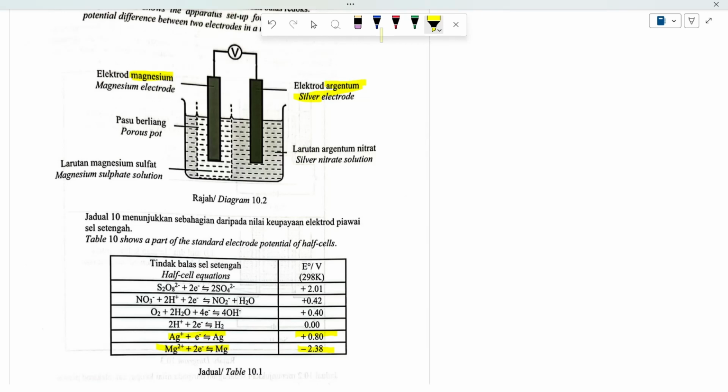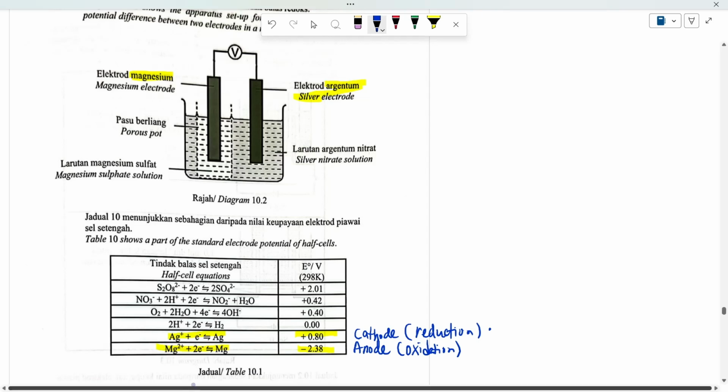It undergoes oxidation. Remember, the more negative one becomes the anode and undergoes oxidation. Then the other one becomes the cathode, where reduction occurs. So what happens here at magnesium will be oxidation. So how is the equation?